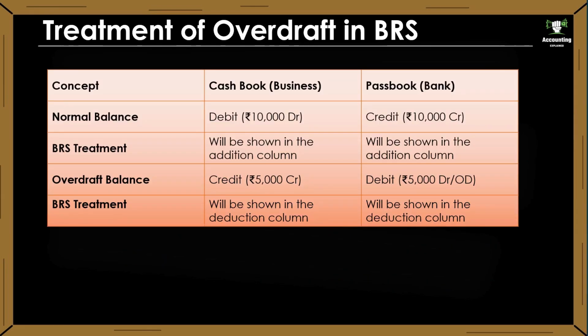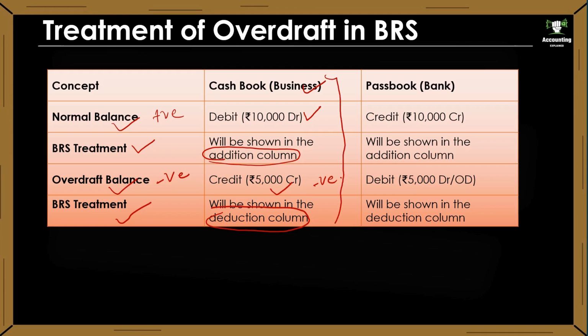Students, suppose in the BRS question, you have been given the cash book balance and you have to find out the passbook balance now. If you have been given only normal balance in the cash book that is maintained by the business, suppose the balance is 10,000 debit, that will be shown in the BRS in the additions column. If you have been given an overdraft balance of cash book, that is the negative balance, in the cash book if it is given as credit 5,000, then in the BRS it will be shown in the deductions column. So this is the treatment of cash book.